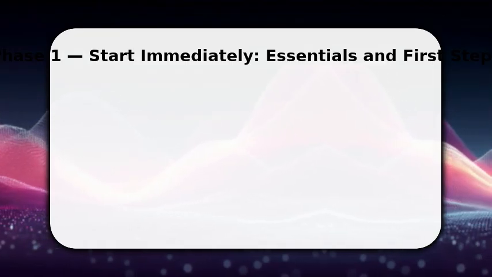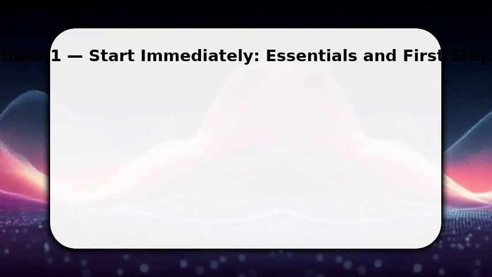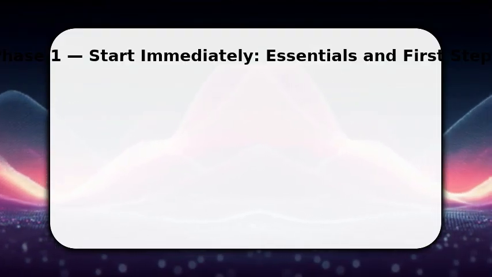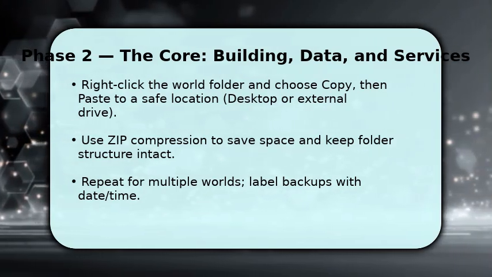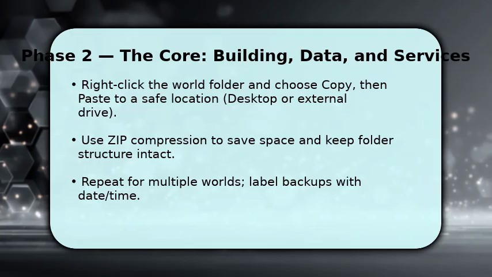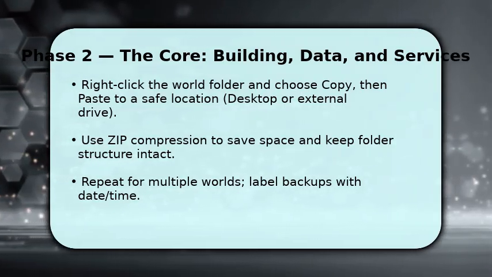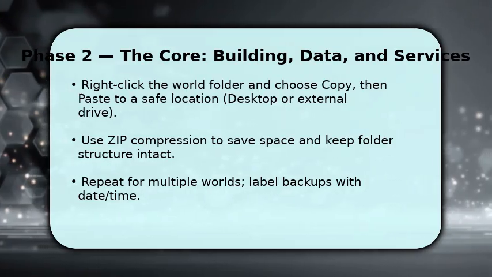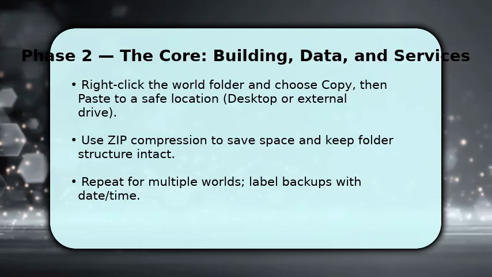You're not done. Make an exact folder copy rather than moving it, because that preserves the original in case something goes wrong. Now make a durable backup. Copy and paste the selected world folder to a safe location such as desktop, an external drive, or a cloud-synced folder. Once done, compress the folder into a zip to reduce size and lock structure. This helps when transferring between devices.